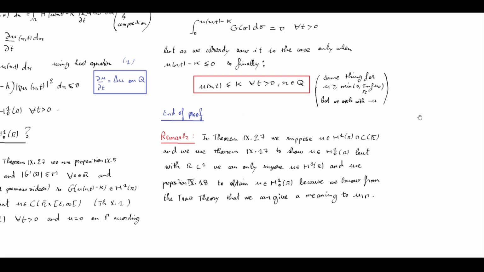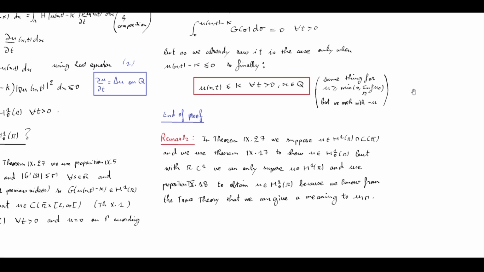Same thing for u greater or equal to the minimum between 0 and the infimum of u0 on omega, but we tweak some parameters. It may not necessarily be changing u into minus u. So this is the end of the proof of the main result of this video.